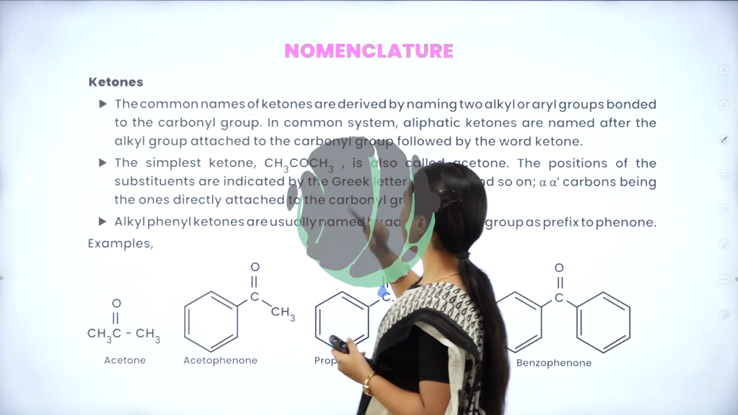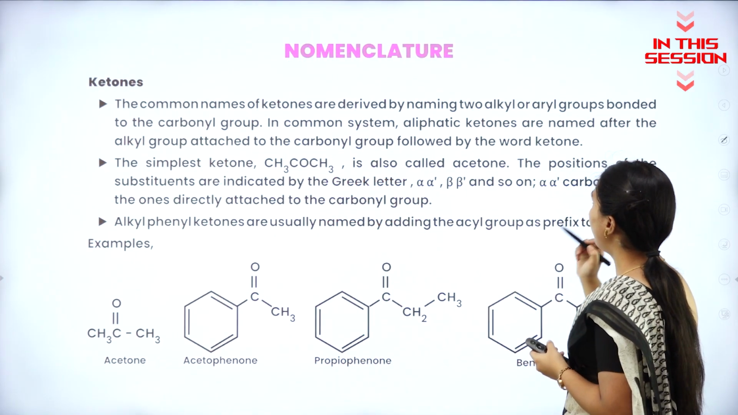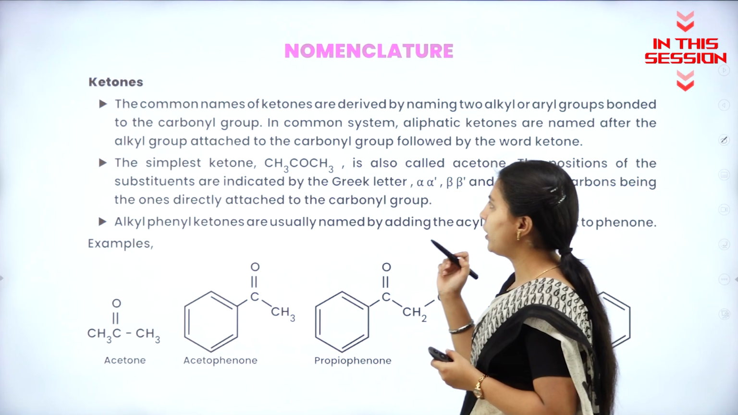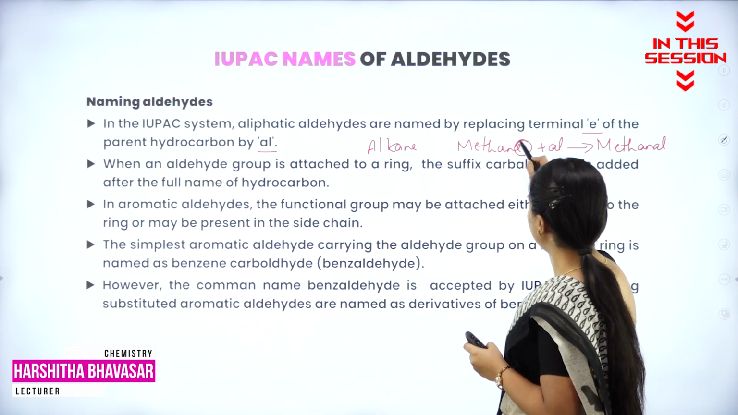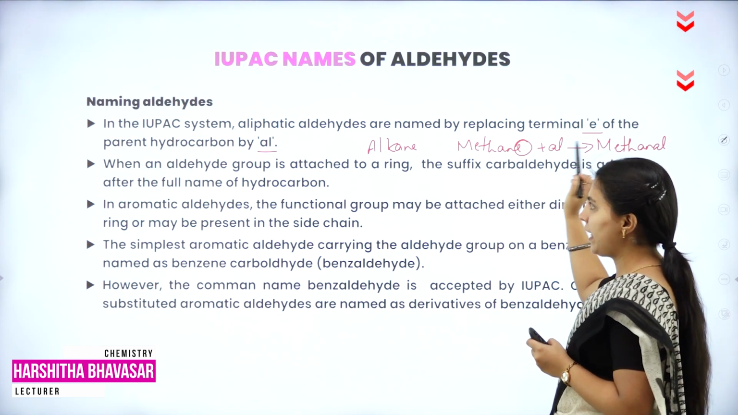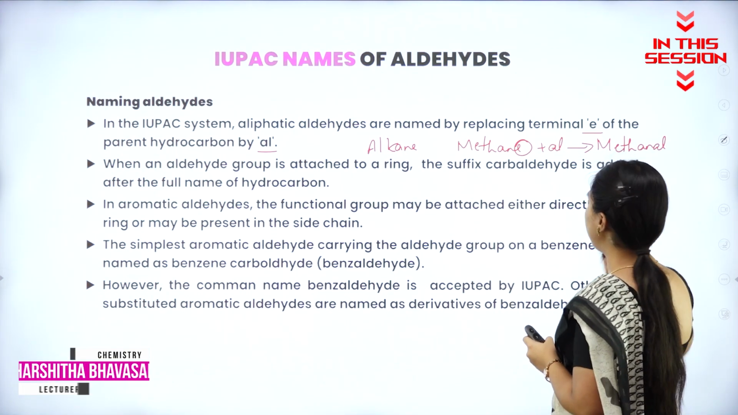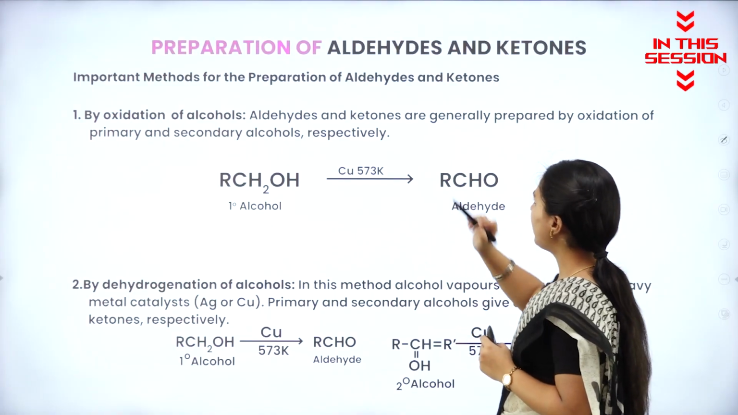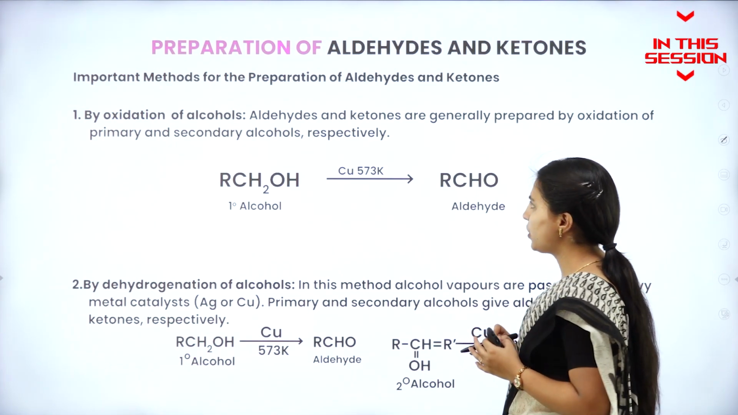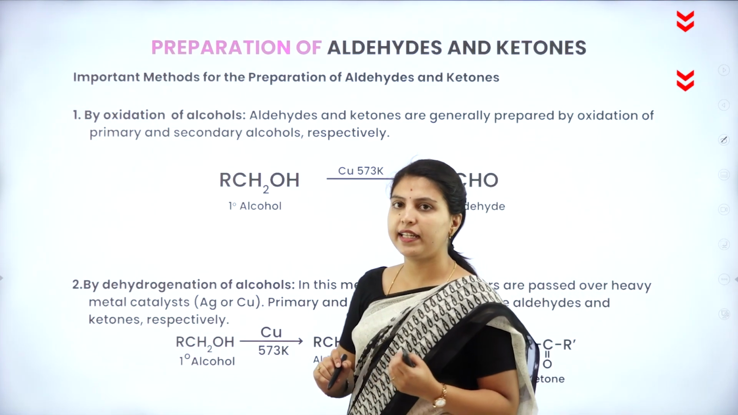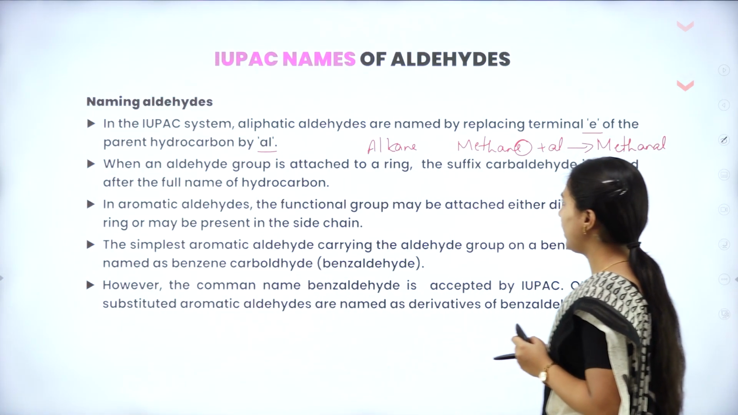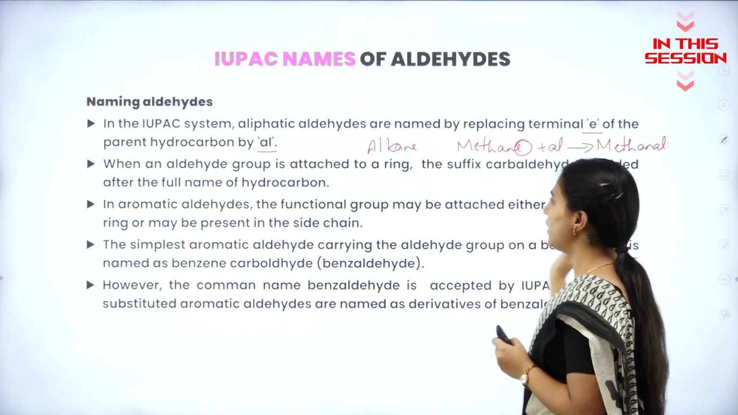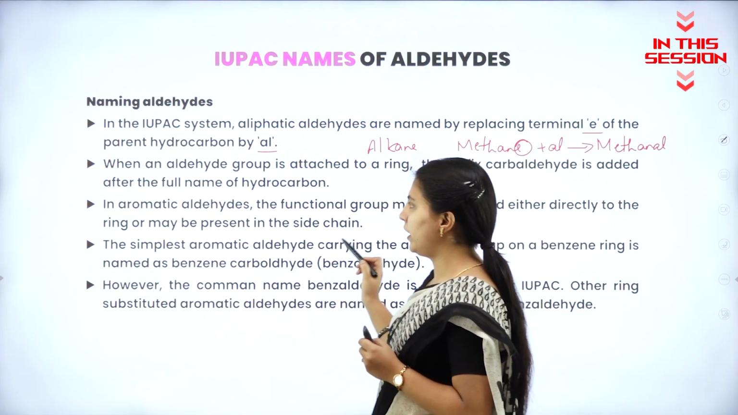The common names of ketones are derived from the naming of two alkyl or aryl groups bonded to the carbonyl group. For any hydrocarbon, if you remove the last E and add Al, it becomes, for example, methanal. Aldehydes and ketones are generally prepared by oxidation of primary and secondary alcohols. When an aldehyde group is attached to a ring, the suffix carbaldehyde is added after the full name of the hydrocarbon.